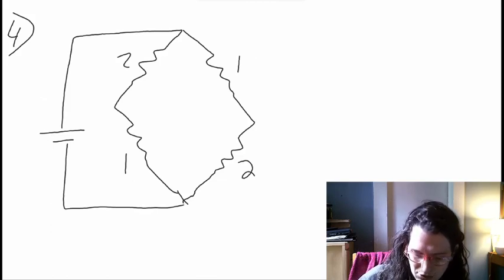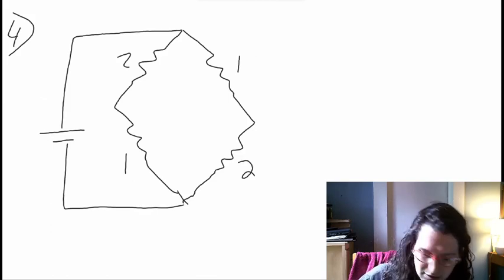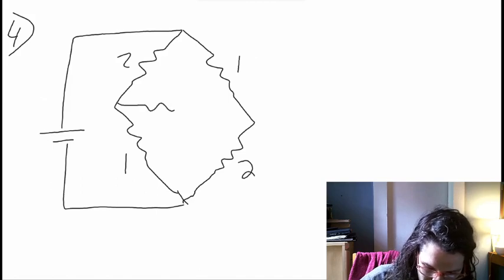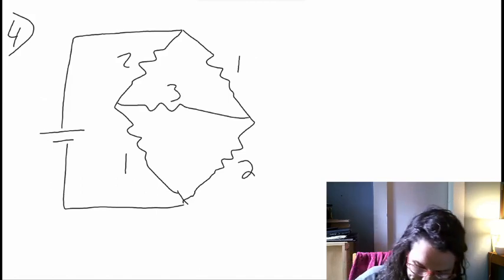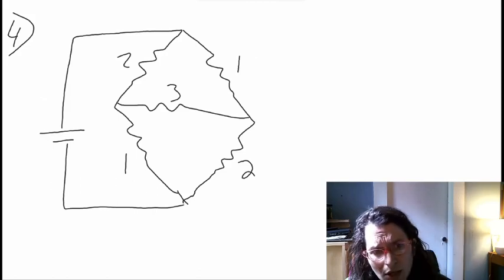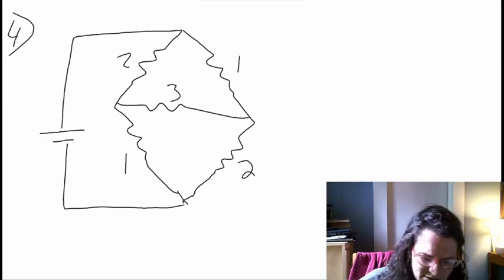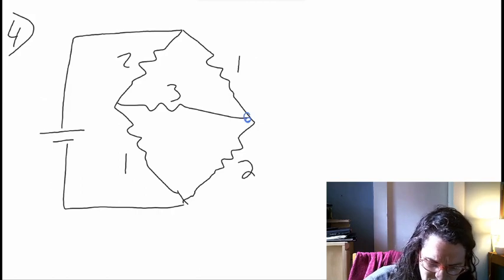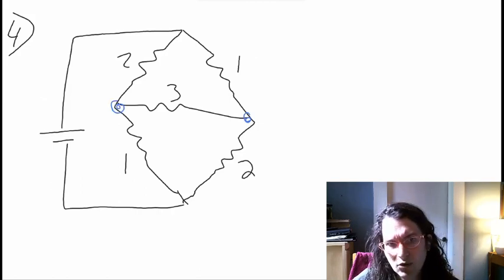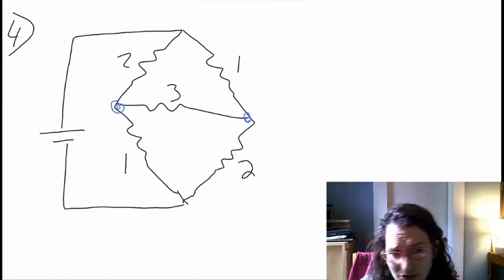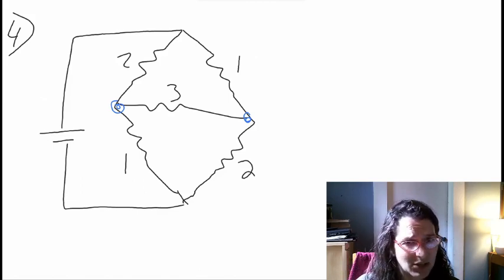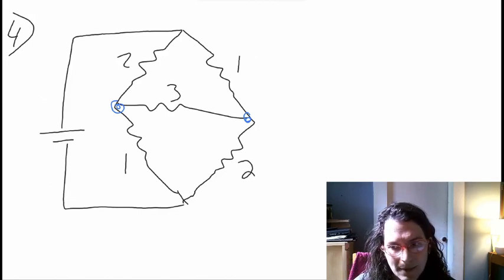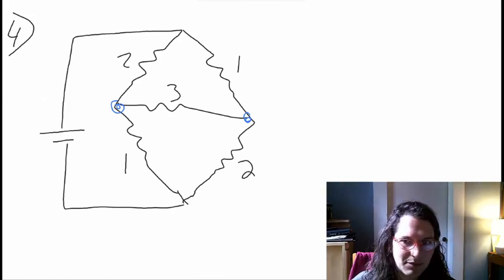The tricky part, though, is that we also have this horizontal branch. And there's a resistor there called resistor 3. What's going to happen there is that if there's a difference in voltage between these 2 points, then current is going to flow over resistor 3, either to the left or the right. We don't necessarily know which direction it's going to go. But we have to pick one and then solve the problem from there.